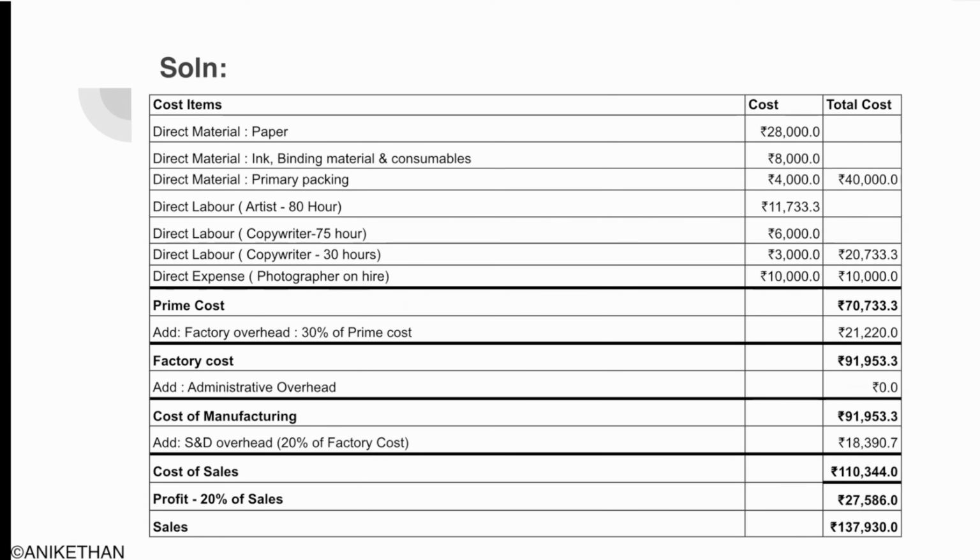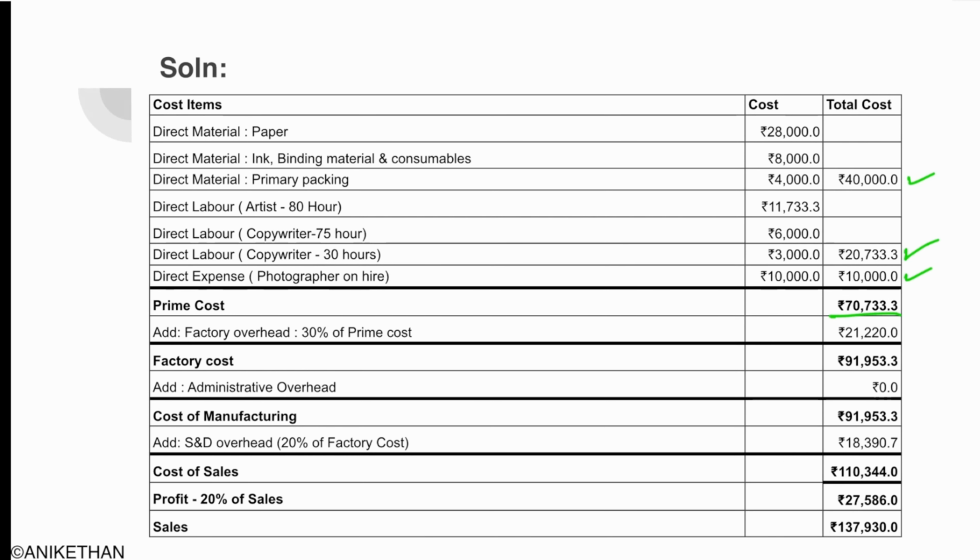Now time for the answer. Like I told, direct material, you have the data including the primary packing material, you have 40,000. Then direct labor converted based on per hour, you will get this data. Then direct expense is photographer on hire. So your prime cost is 70,733.